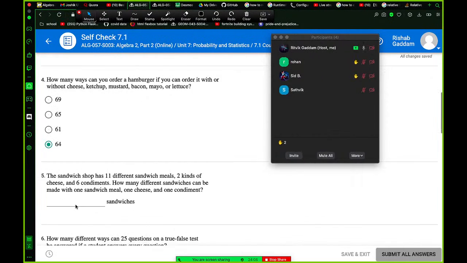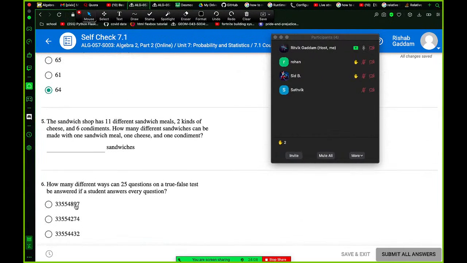Okay, so the next question is: the sandwich shop has 11 different sandwich meals, 2 kinds of cheese, and 6 condiments. How many different sandwiches can be made with one sandwich meal, 1 cheese, and 1 condiment? Okay, Rohan, you can do this one.